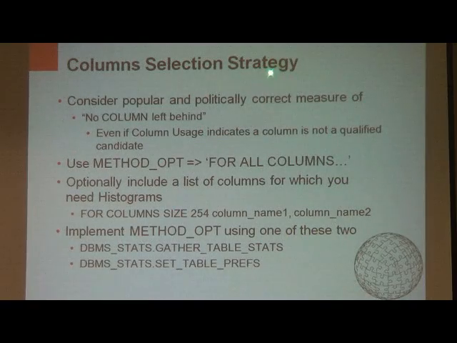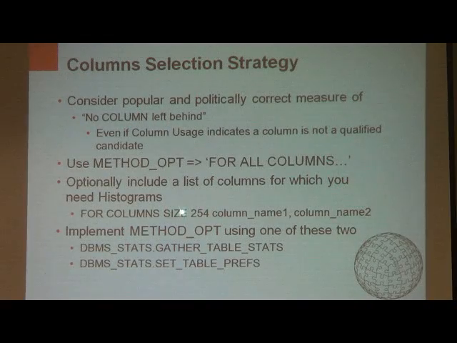So what should be the strategy? Well, consider this popular and what used to be a politically correct measure: no column left behind. Okay, it's not popular anymore, but it was very popular a few years ago. So that means even if the column usage says that we have no predicates, it doesn't matter. Gather stats because you never know. You never know the next day someone is going to write a SQL referencing that column and you have no statistics. So it's better to collect on every column. So that means use this method for all columns, which by the way is the default. I'm not saying anything about the size.